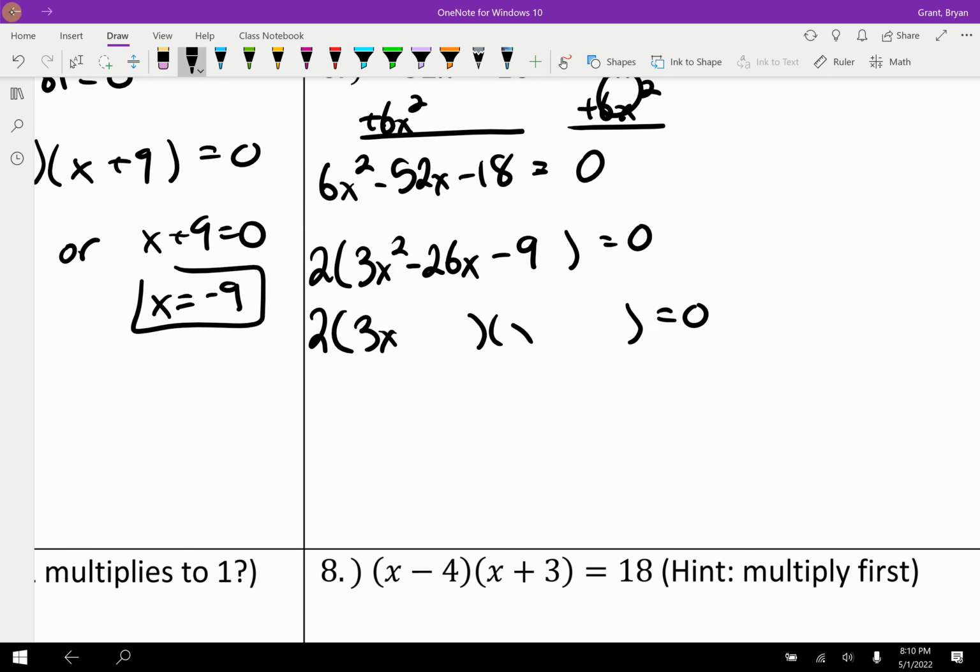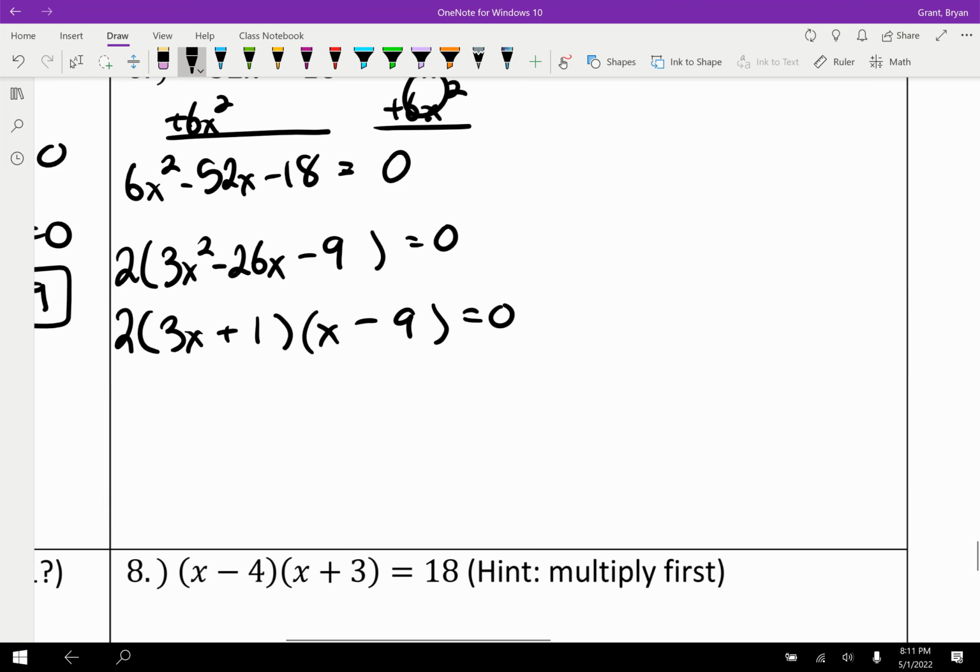3x squared is pretty easy. 3x and x. To get to 26, I think we need a 9 here. 9 times 3 is 27. That's really close to 26. So this has to be a 1. To get a negative, I think we'll put a negative on the bigger number. This is negative 27 plus 1, negative 26.